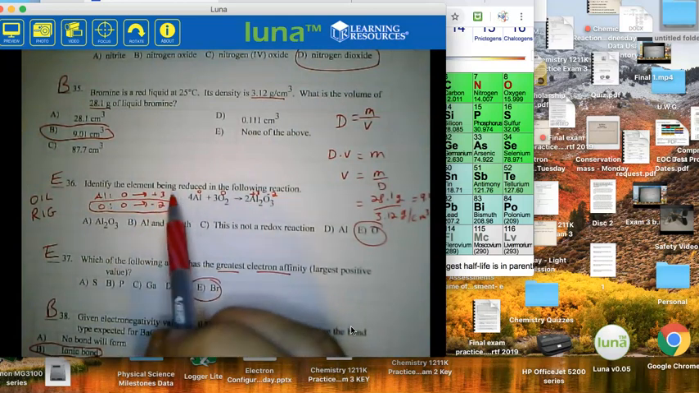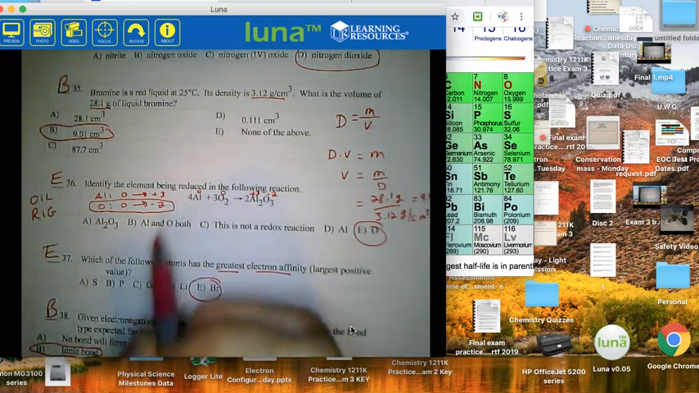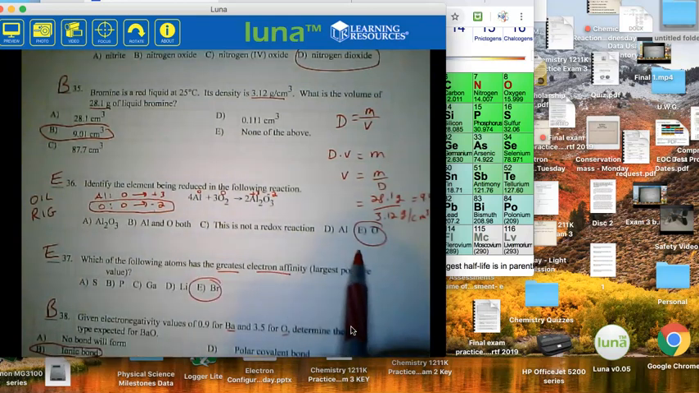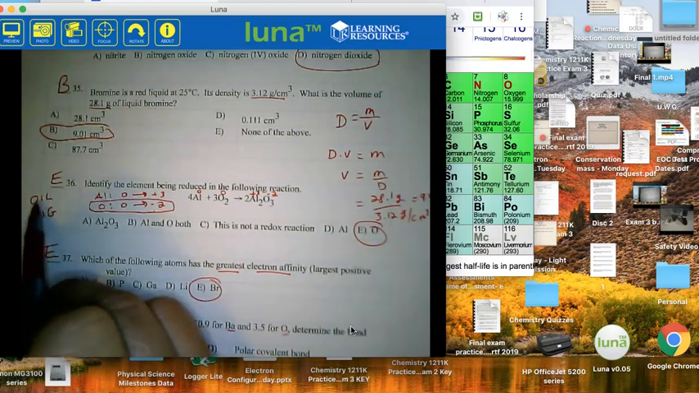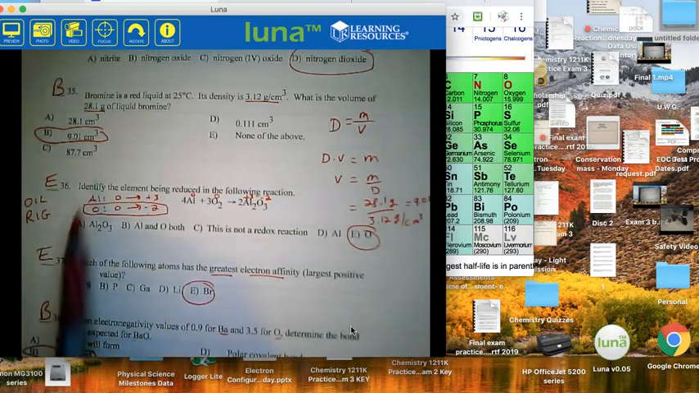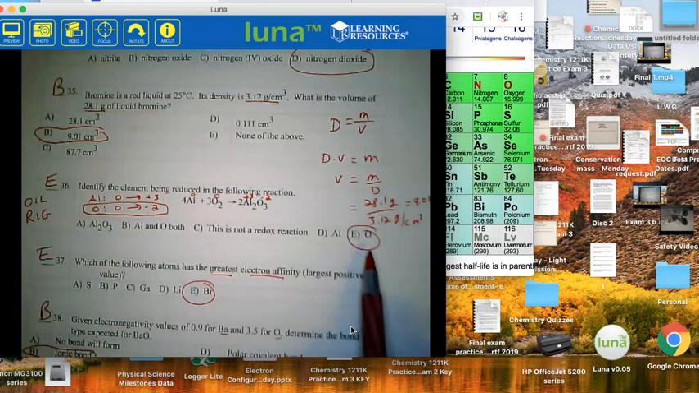So they're asking you which element is being reduced. Reduced means it's increased in terms of number of electrons. So here oxygen would be your answer there. Remember the acronym OIL RIG. Oxidation is loss, reduction is gain. We're talking about electrons here. So when we have reduction, reduction is gain of electrons. And so here we see 2 electrons gained for each oxygen atom. So oxygen is your answer there.